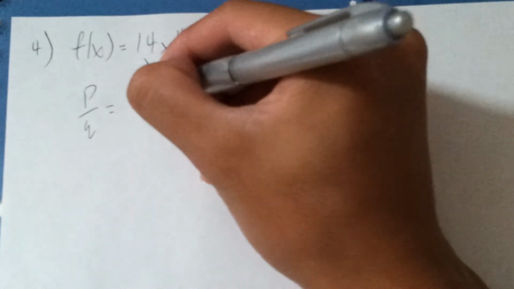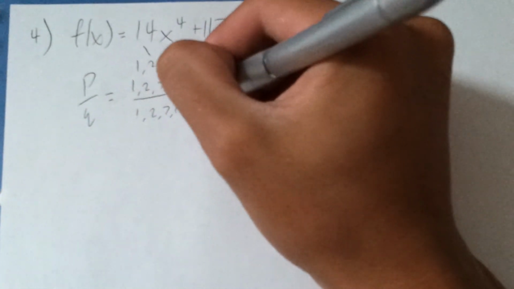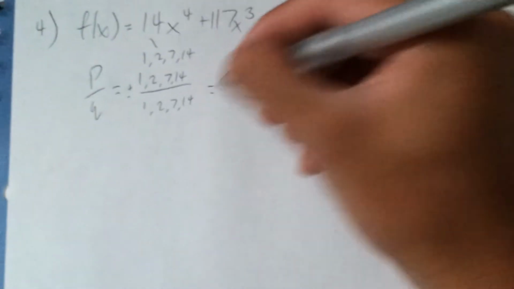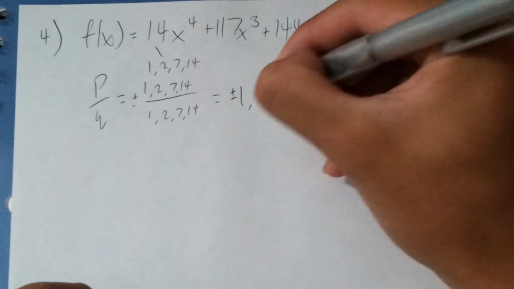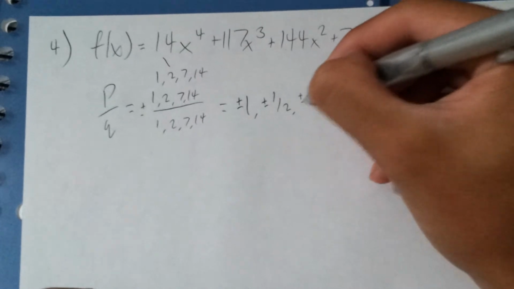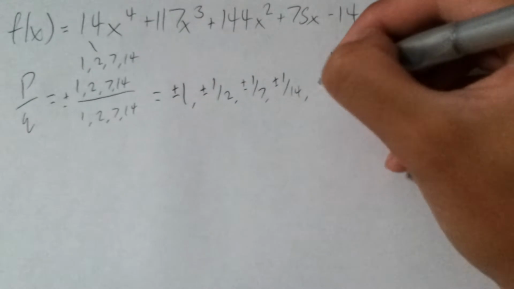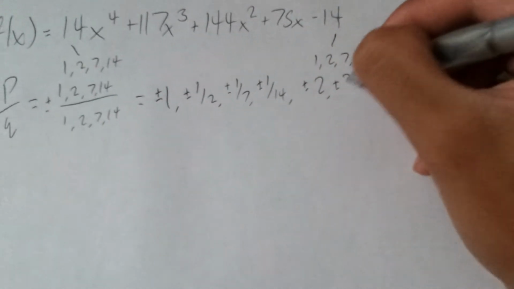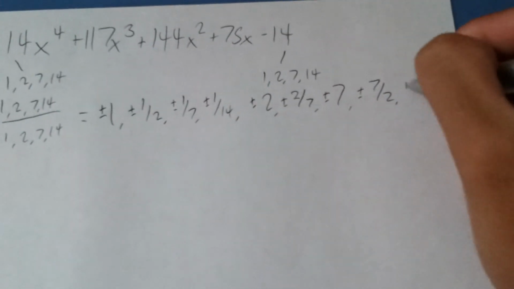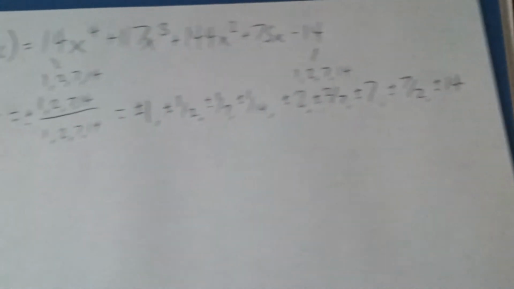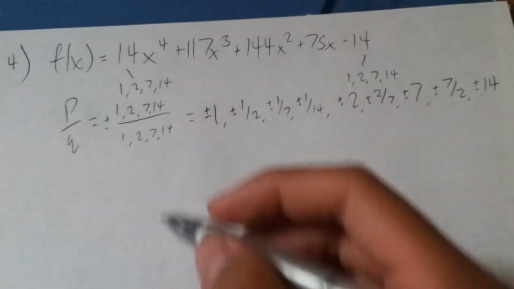So we put the factors on top and the factors on bottom, and plus minus sign. So then we write out all our fractions. So plus minus 1, plus minus 1/2, plus minus 1/7, plus minus 1/14, and so on. But before we do synthetic division, we have to find all our possible positive real roots and negative roots.